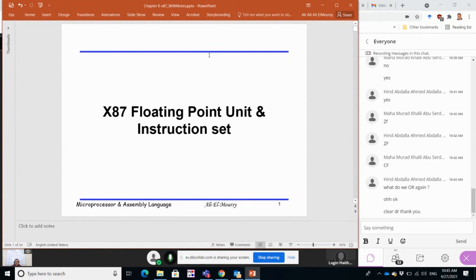By finishing this set of slides, we have finished the floating point. We have two other sets of slides, one for the interrupts and one for the input-output. We will finish them, inshallah, in the next lecture. And Thursday will be the last lecture in the course, as well as the quiz.